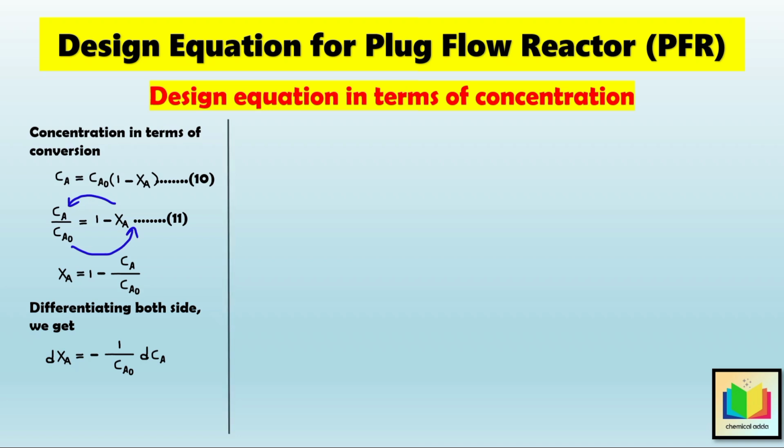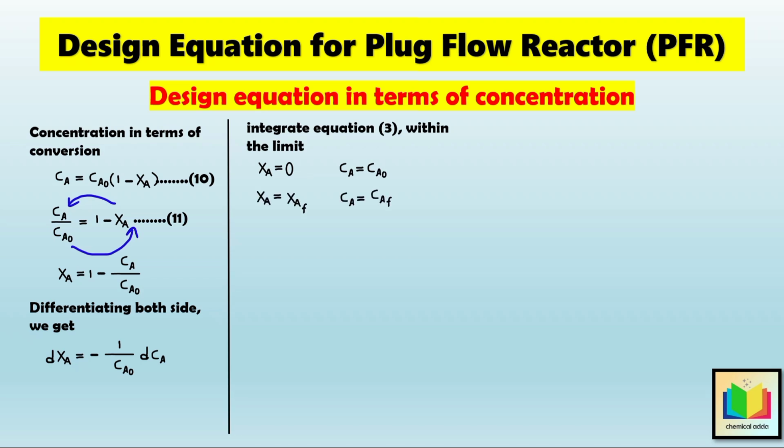So after differentiating both sides, we get. Now we will also need to change the limit of integration, because we are switching the variable from conversion Xa to concentration Ca. Hence, let's calculate the limit. So when Xa is equal to 0, Ca will be Ca0. And when Xa is equal to Xaf, Ca will be Caf. We can calculate this value from equation number 10.